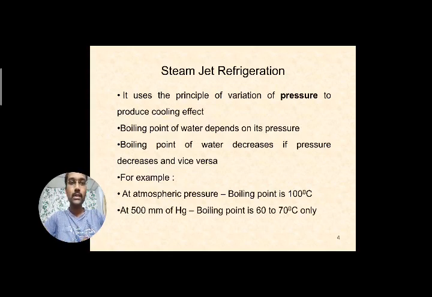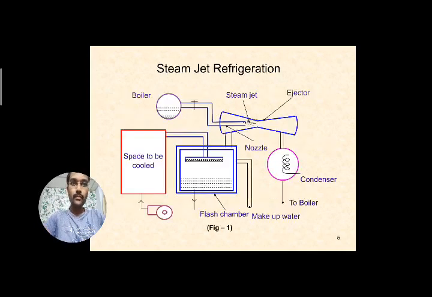So the boiling point is around 60 to 70 degrees only. Further, if you reduce the pressure on the water, the boiling point may decrease, and you can boil it at 10 degrees or 5 degrees centigrade only. So here is a line diagram of steam jet refrigeration.